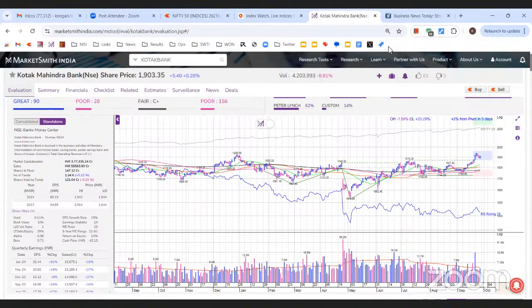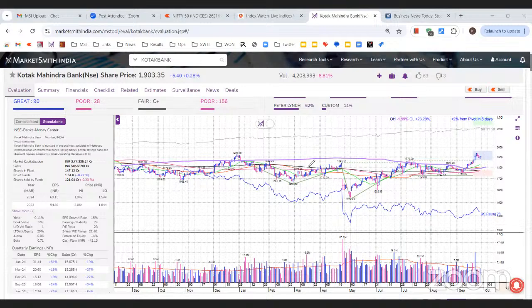For the last 1 year, it has moved sideways. It moved nowhere. You can see from 1800 levels, it has been trading around that area for last 1 year. But the overall market has done very good. The banking stocks have also done very good in the similar period.